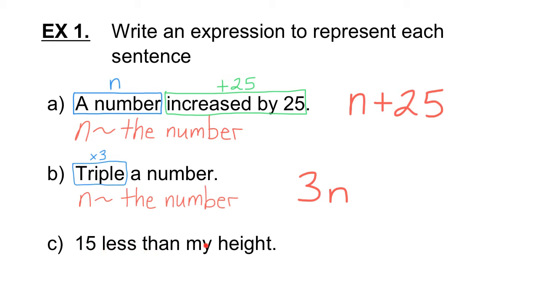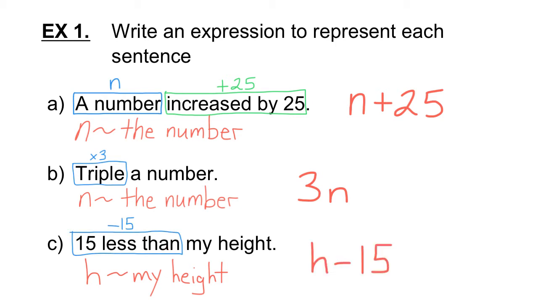15 less than my height. What's the unknown? My height. So I'm going to use a nice letter to represent that. How about h for height? So let h represent my height. It's 15 less than my height. So 15 less than, well, we're subtracting 15. So it's 15 less than my height, so it's my height minus 15, or h minus 15.